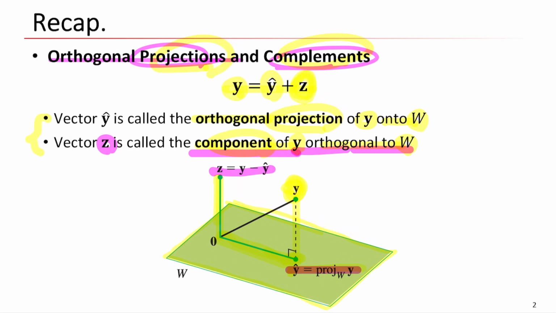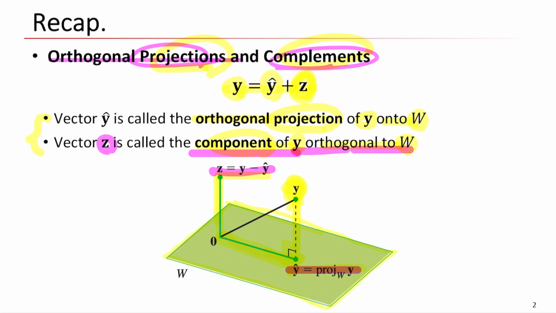So this y hat vector and the y minus y hat vector should be orthogonal to each other. In this case, z is defined like this, that is y minus y hat here, right? So this is the concept of the orthogonal projection and the orthogonal component, right?